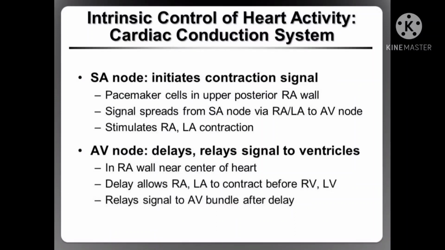The SA node initiates the contraction signal. Pacemaker cells are in the upper posterior RA wall. The signal spreads from the SA node via the RA and LA to the AV node, stimulating RA and LA contraction. The AV node relays the signal to the ventricles. It is in the RA wall near the center of the heart, and a delay allows the RA and LA to contract before the RV and LV. It relays the signal to the AV bundle after the delay.